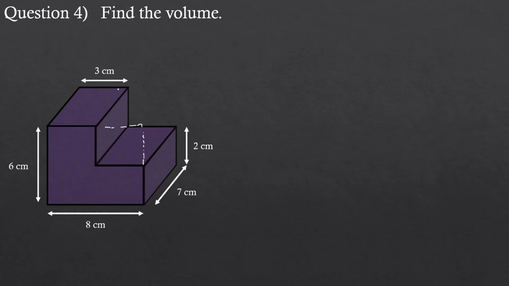So here it says 3 centimeters. The total length is 8, right? So this should be 5 centimeters. Do you agree? What about the vertical length? The total height is 6 centimeters and we have 2 centimeters here. So this should be 4 centimeters. Does it make sense? And we're cutting out this area.